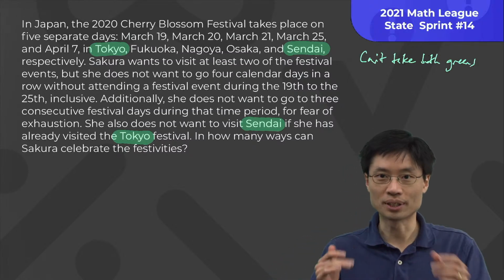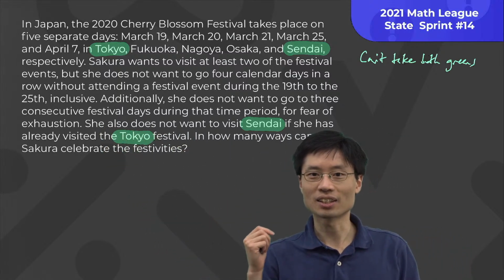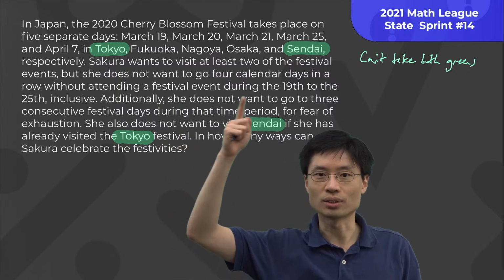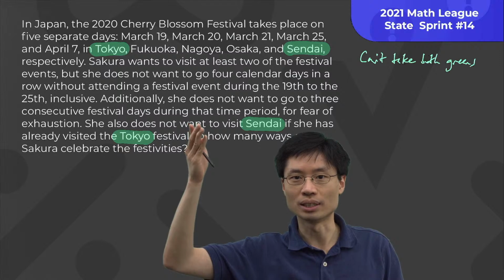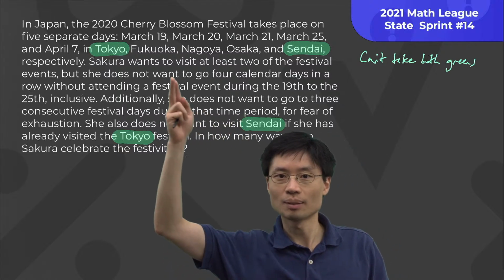I'm just trying to interpret the information, okay? So I've just dealt with this last piece of information. Is there other stuff that I can deal with? So also I see that she does not want to go to 3 consecutive festival days during that time period. Wait, there's this time period thing. So let me go here.